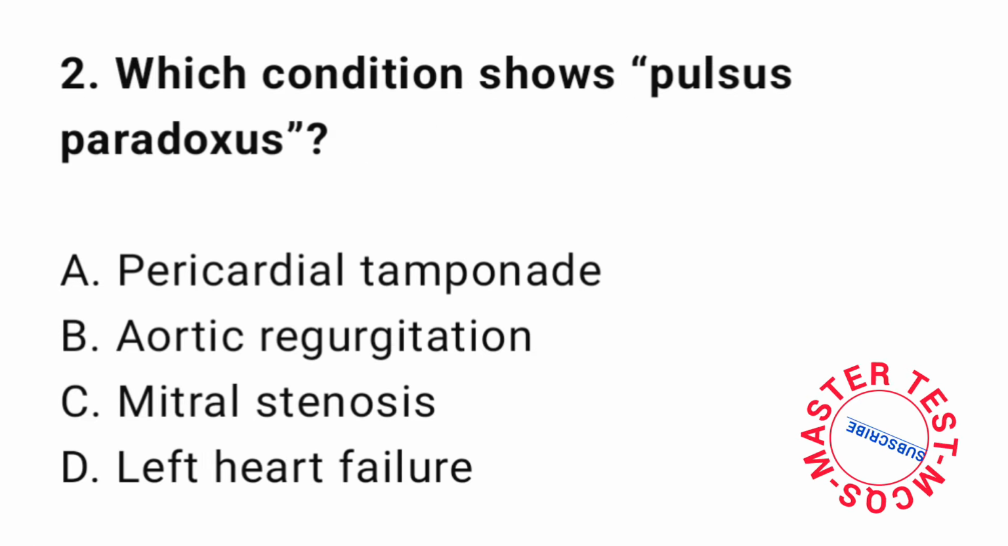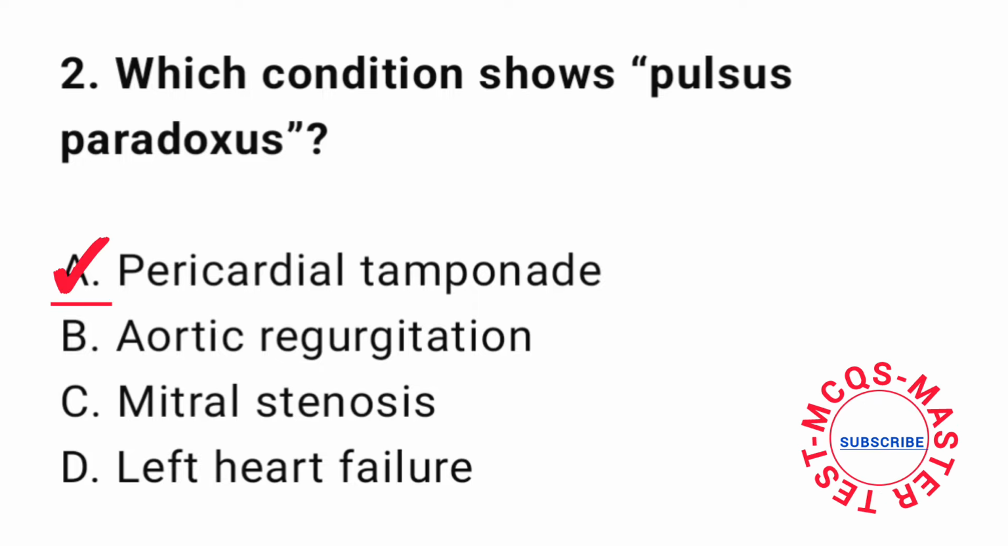Question number 2. Which condition shows pulsus paradoxus? The right answer is A. Pericardial tamponade.